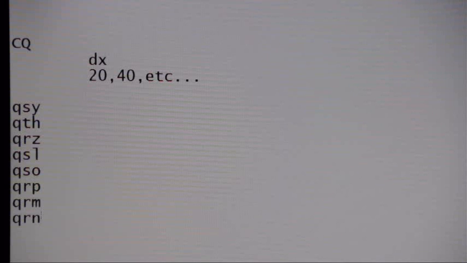QRZ. Now, QRZ is a little bit less well defined. Generally what it means is, who is calling me? But it's used in a couple of different ways in practice on the amateur radio bands. The most common one I've found is when people are calling CQ and they didn't quite get someone's call sign when they responded, so they'll say, this is N7TFP, QRZ, and basically what that means is, who is that? Say your call sign one more time, please.